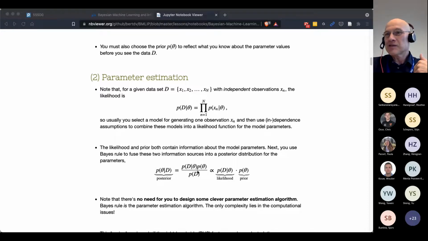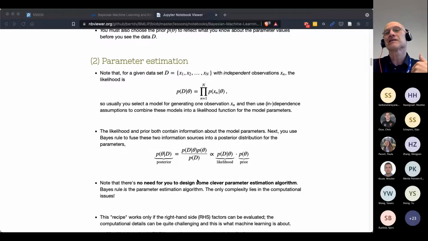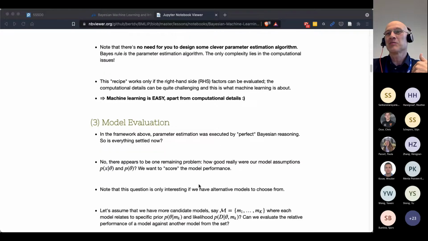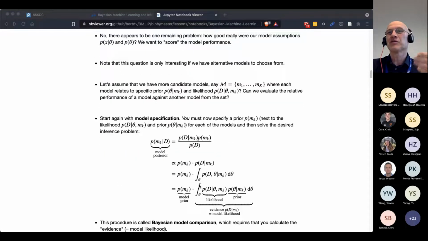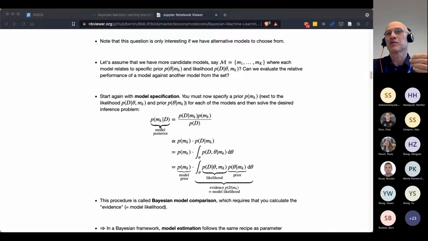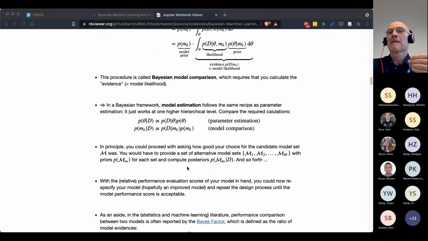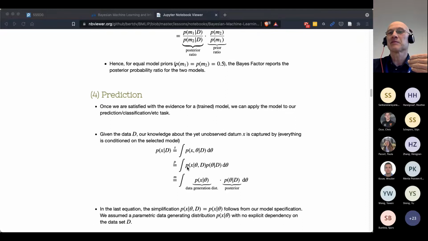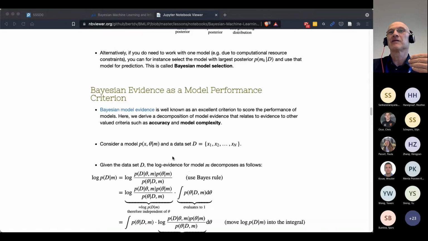Now, this term P of D is really P of D given M. We call it the evidence, and we say, yeah, the evidence is really what you're going to use to score your model, and that's an interesting idea. So I mean, hopefully you've gone through all this. We compute here model posterior, but somewhere here I say, okay, Bayesian evidence as a model performance criterion. Why would it be a good model performance criterion, right?